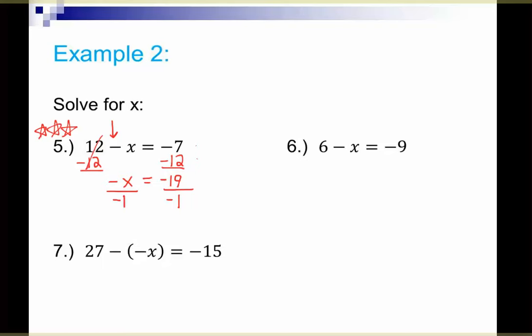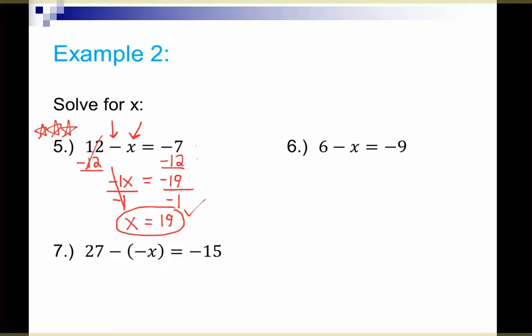So negative 1x divided by negative 1, those negatives cancel out, and you're just left with x. Negative 19 divided by negative 1, that's how we mathematically produce that positive 19. You can take that 19 and double check it by plugging it in for x. You always want to come back and plug it in. 12 minus 19 would give me negative 7, so that works out.